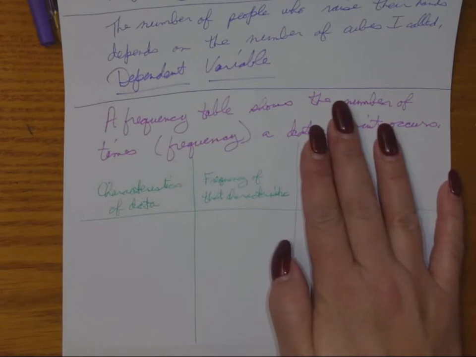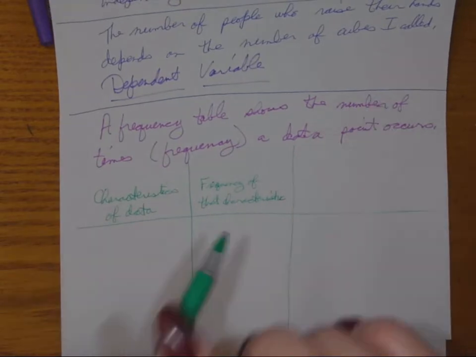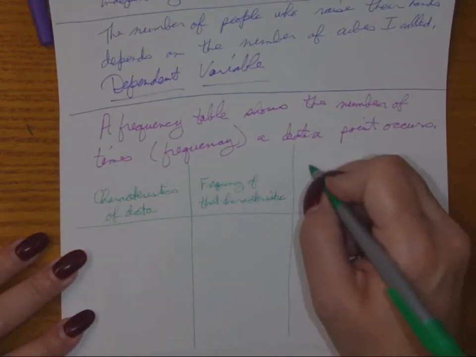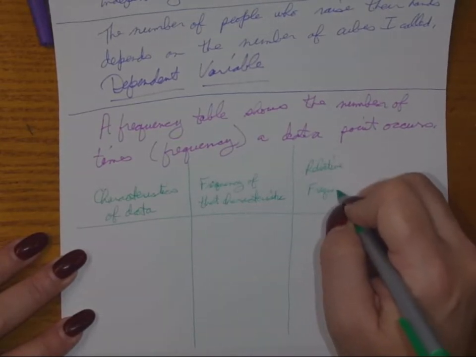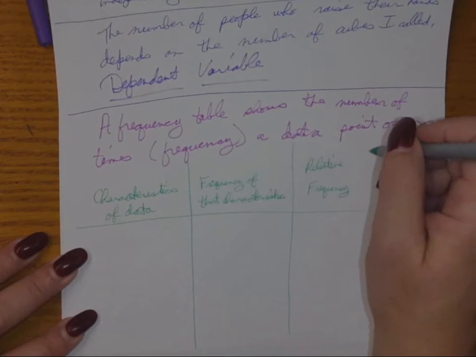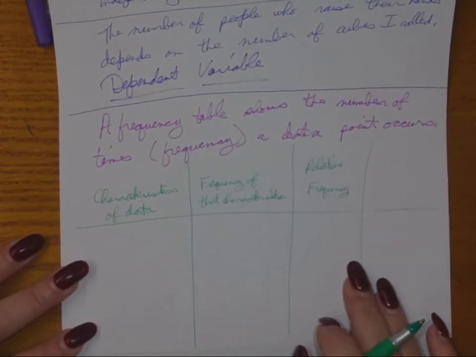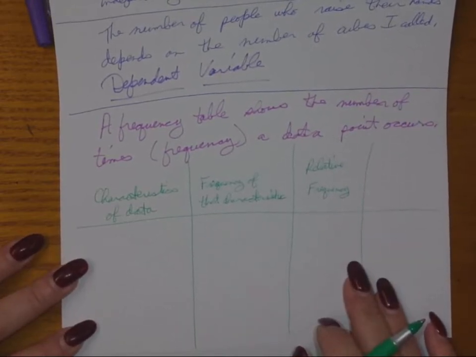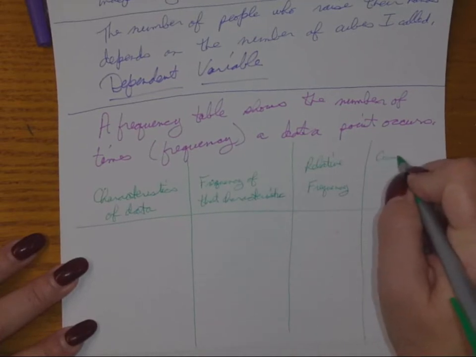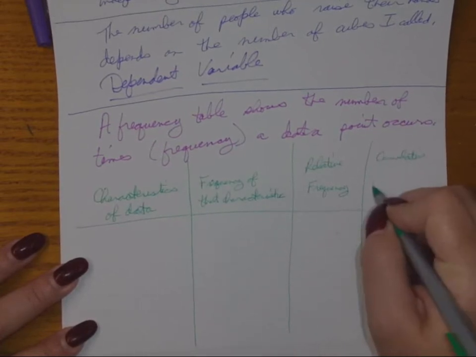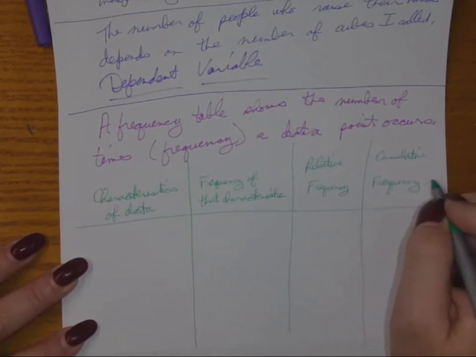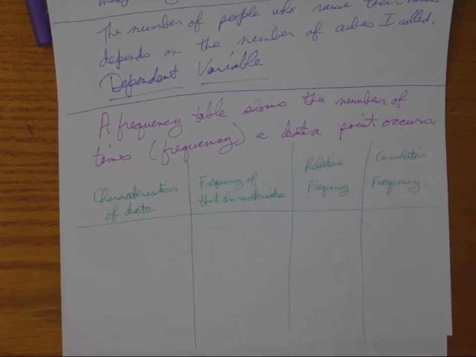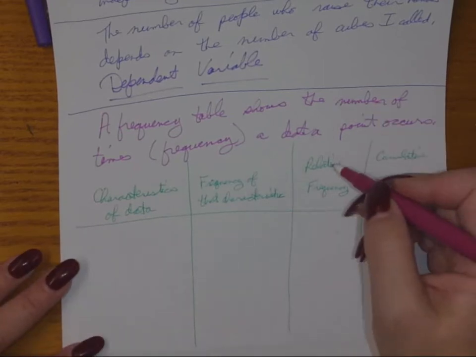However, there's some other stuff that happens, so I want to talk about those things, and then we'll create one and make sure we're all on the same page. So one thing is a relative frequency. Okay, so what the heck is that? That's what we want to know, right? And the other one is called the cumulative frequency. And again, some frequency charts have all of these things, some only have some of these things, and we'll go from there. So what the heck is a relative frequency?